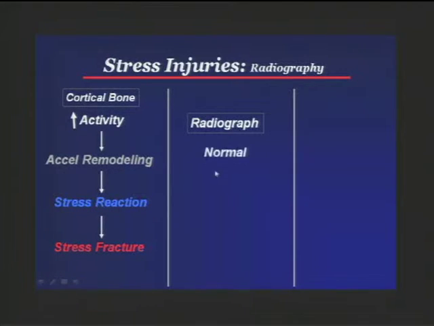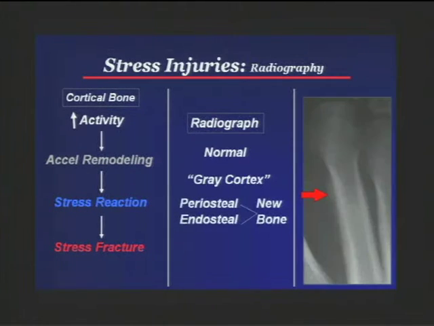What happens on the radiograph? Well, it sits normally until way down here. A lot of studies show that it has very, very poor sensitivity, even as low as 15% when the patient presents with pain in the emergency room, so it's not uncommon at all to see a normal radiograph. The earliest finding is probably going to be the gray cortex that I'll illustrate.